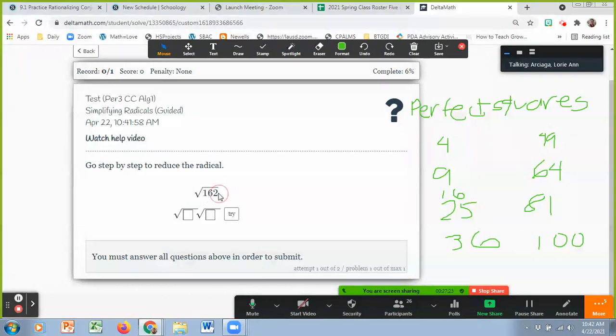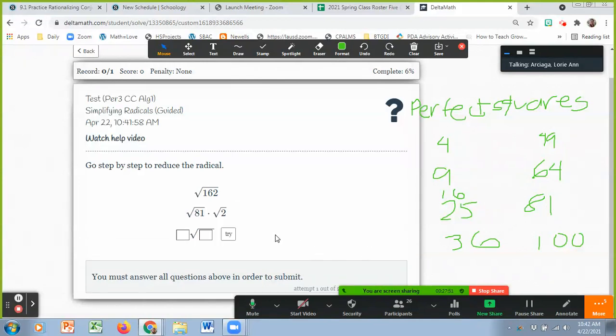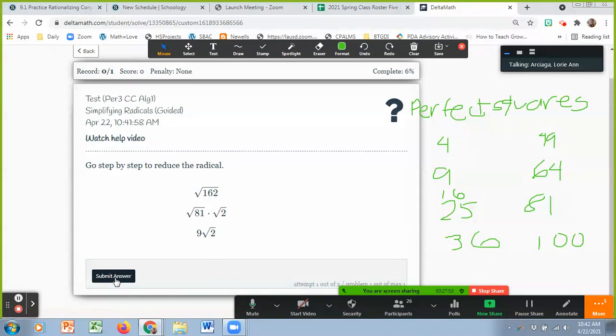Okay, 162. The closest one is 100, but 100 does not divide 162. Yeah? Okay, so we go backwards. Does 81 divide 162? I think it does. So you're going to put here 81 times 2. Okay, so what's the square root of 81? Well, this is 9 times 9. So the square root is 9 and then radical 2. Now try and then submit the answer.